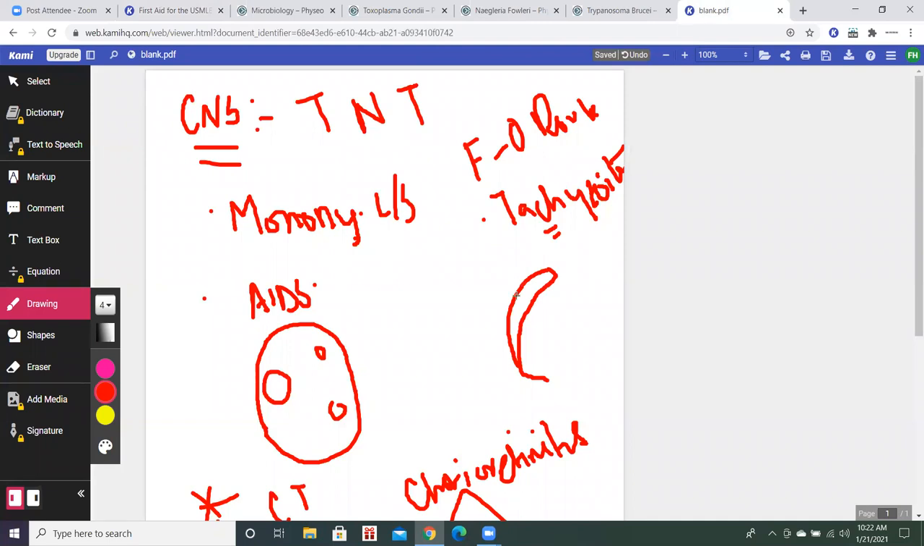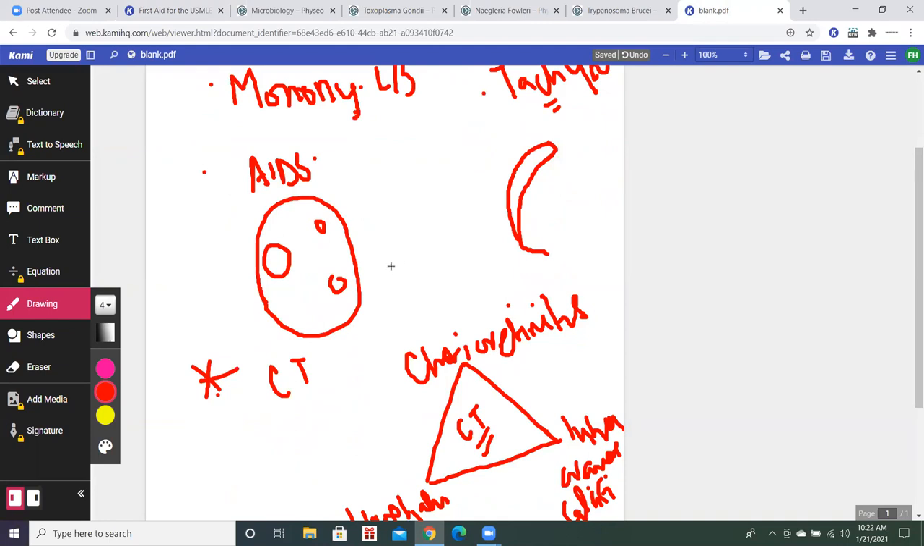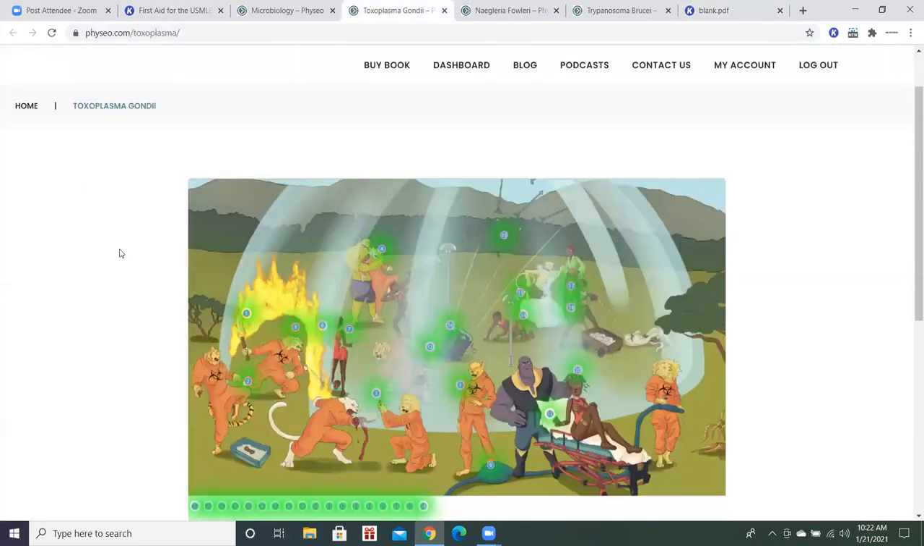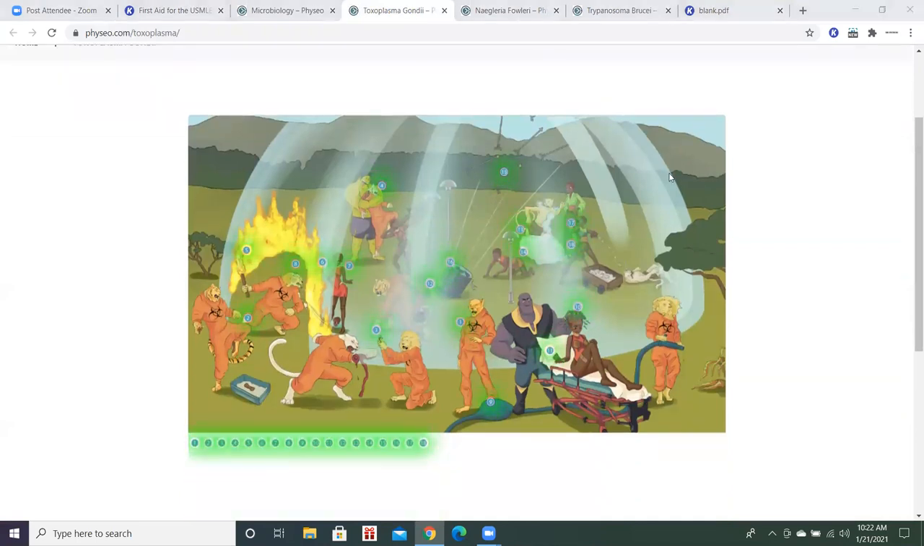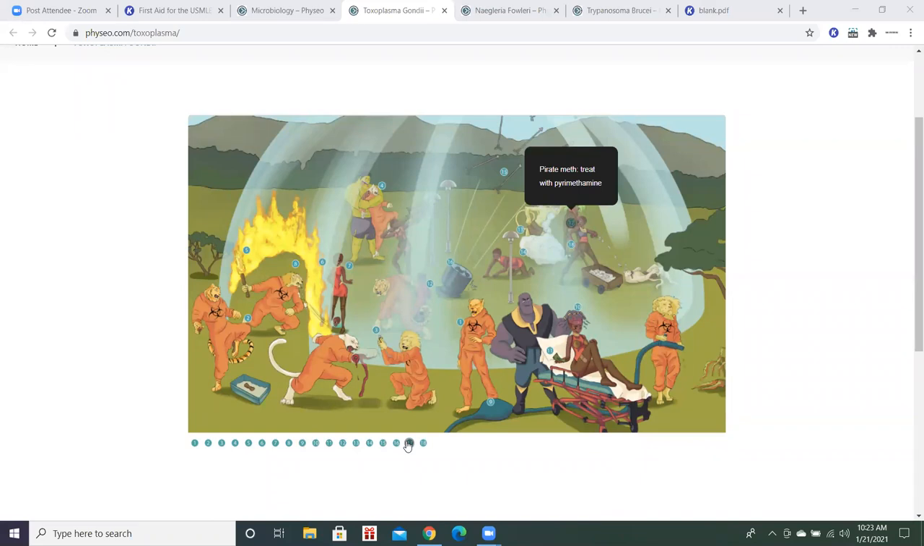Treatment-wise, there are two drugs that we will prescribe for this patient: sulfadiazine and pyrimethamine. That is something we have to keep in mind and memorize. So we will use this picture as a mnemonic for Toxoplasma gondii. Look at this meth. Methamphetamine is basically a drug. This meth present here close to this pirate lady, you can use this picture to help you remember that pyrimethamine is a drug that you get prescribed. Another one is there are some sulfur dice on the ground. Those are sulfur dice on the ground.